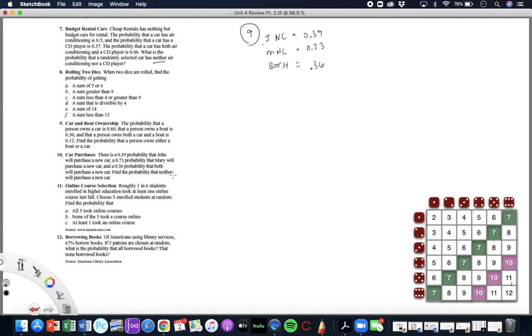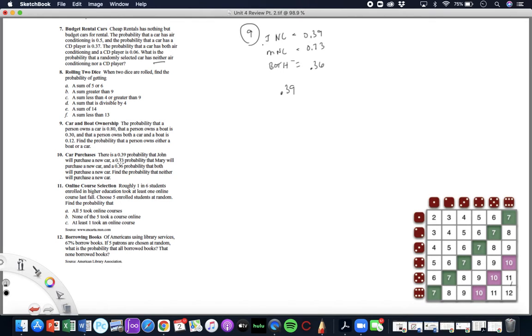Okay. So we have to consider this is an inclusive event. So this 0.36 is kind of mixed in with this. And I can see that by, do you guys see if I added these up, 0.73 and 0.39, they would be over 1, which tells me that we're including some of this both will purchase. The probability of both purchase a car is 0.36 in the overlap.